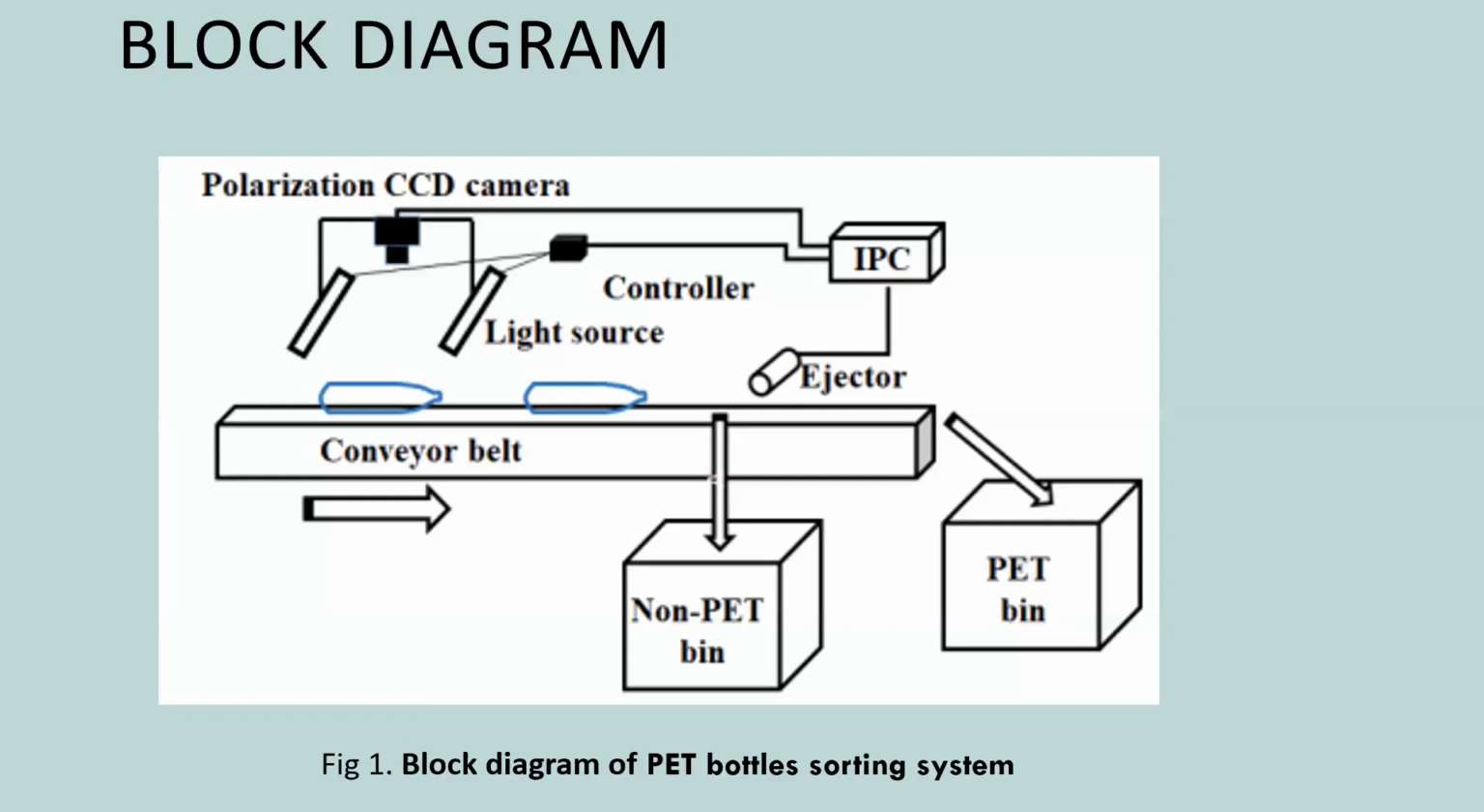Then, after capturing the image, it is moved to the ejector. The ejector will decide if it is PET or non-PET. If it is PET, then it falls into the PET bin, and if it is non-PET, then it falls into the non-PET bin. Then IPC. IPC is an intermediate processing center. It allows processors to share data with each other.